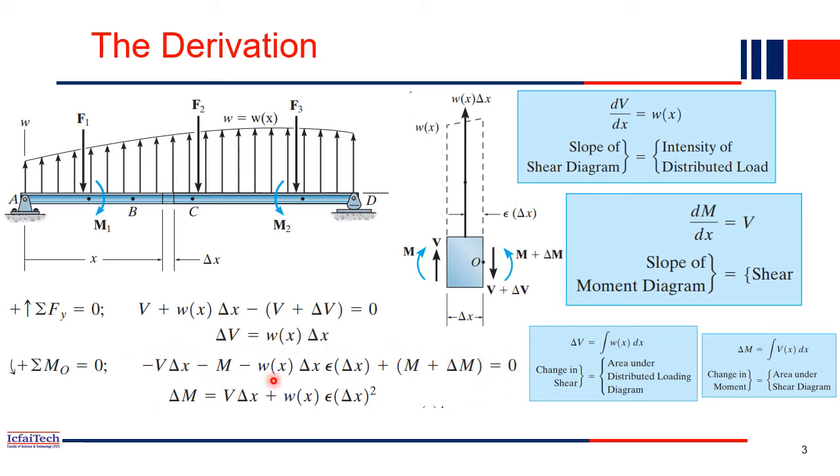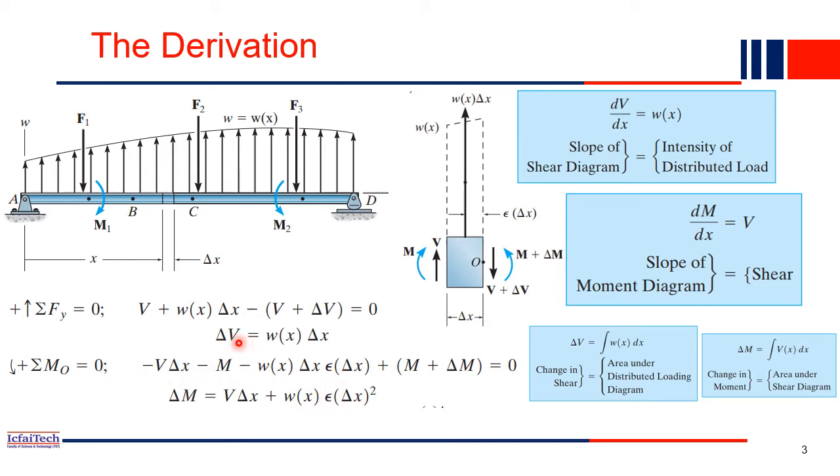So from this equation, please try to simplify it and you will get this final version. Many things will be cancelled out and finally this part remains. So delta V equal to Wx delta x, and delta M equal to V into delta x plus Wx epsilon delta x square. So that is the final expression you got.